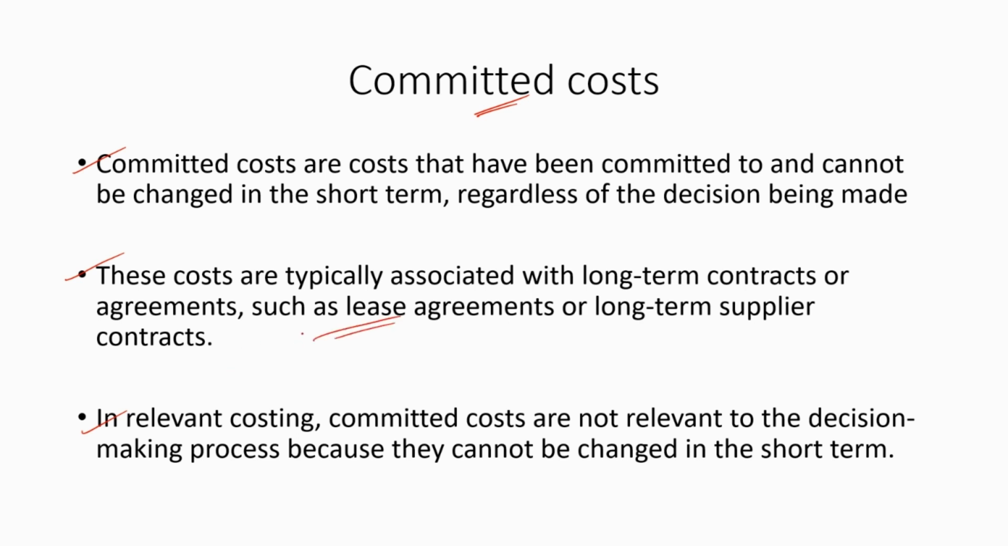Simply, these are the costs that a company has to pay in the future, such as lease agreements. They have to pay the lease payments or the long-term supplier contracts. The company has to pay the suppliers. They cannot avoid these costs. They are committed to these costs. Wages of the employees are also a form of committed costs because the company has to pay their employees in the future. So when it comes to decision making, committed costs will not be considered. They will be ignored. The reason is that the decision being made will not affect the committed costs.